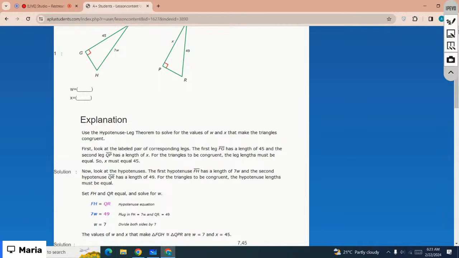Now look at the hypotenuse. The first hypotenuse FH has the length 7w and the second hypotenuse QR has the length 49. So for the triangles to be congruent, their hypotenuses must be equal. So you can say 7w equals 49. So you can calculate the value of w, that is 7. Got it?